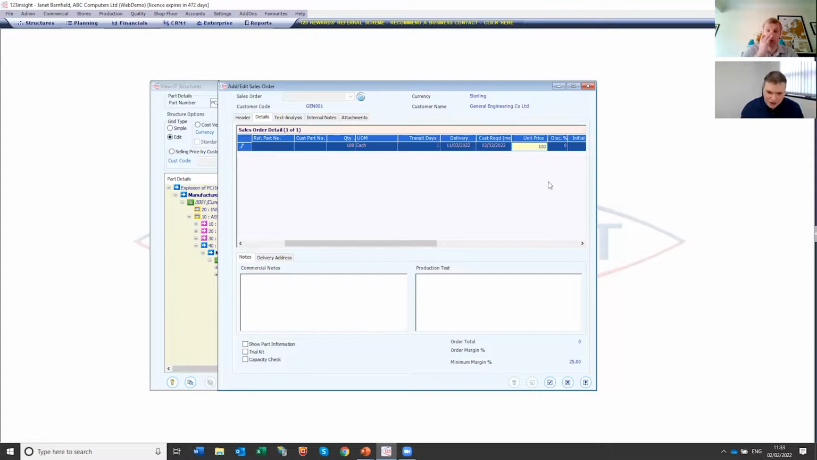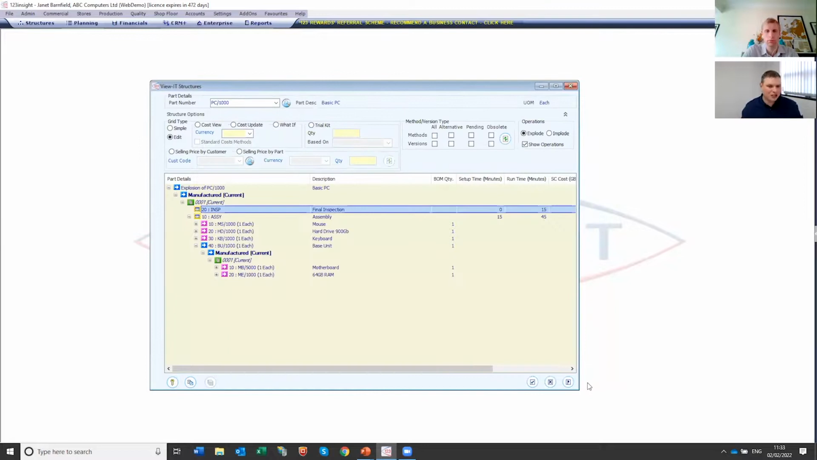I'll put a price into these as well. Why not? May as well make some money while we're at it. So it's a good £100,000 order, really good order there. Let's save that. And that's put some demand into my system. My aim here isn't to show you our software particularly today. I just want to show putting that demand into the system.